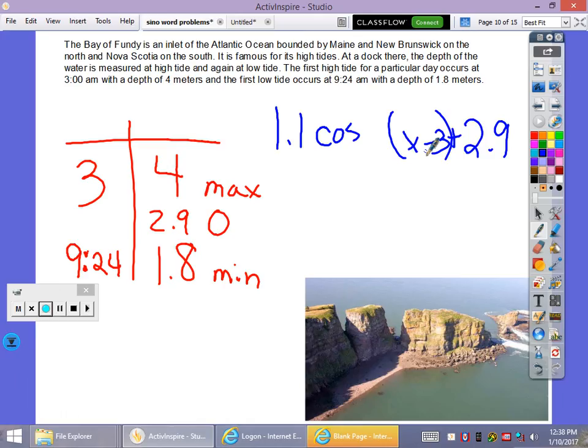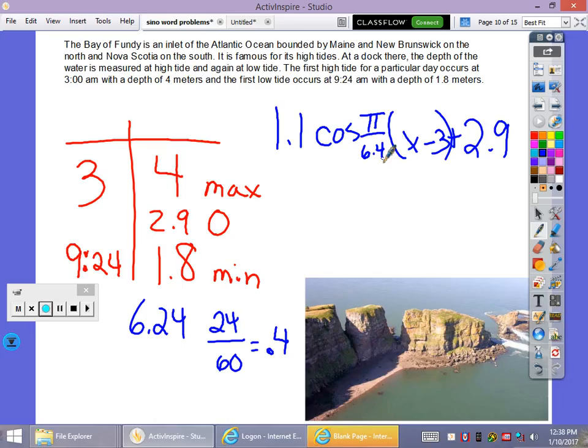Excellent. Now, this is where it got real ugly. So somebody tried to tell me that from 3 to 9:24 was 6.24 hours. No. You should do 24 over 60, which is 0.4. So it goes through pi at 6.4.